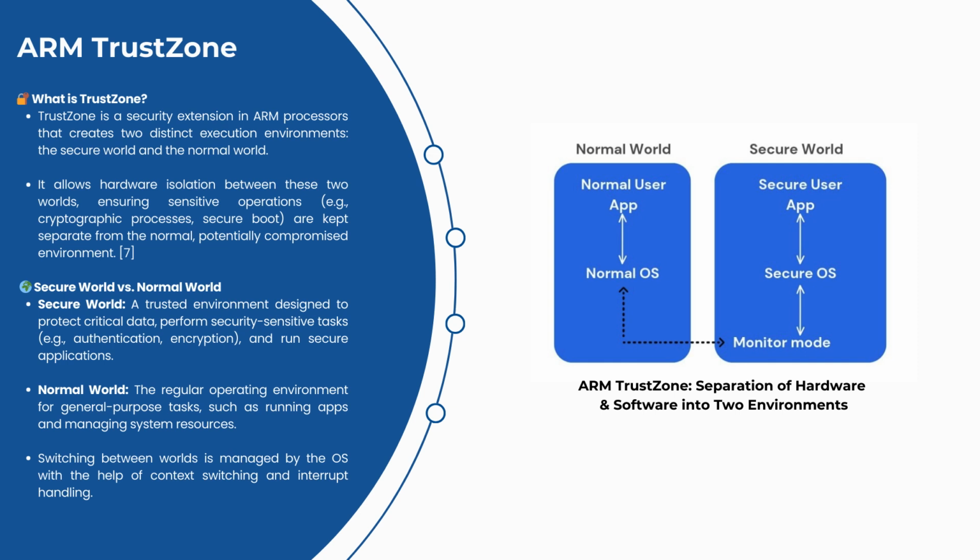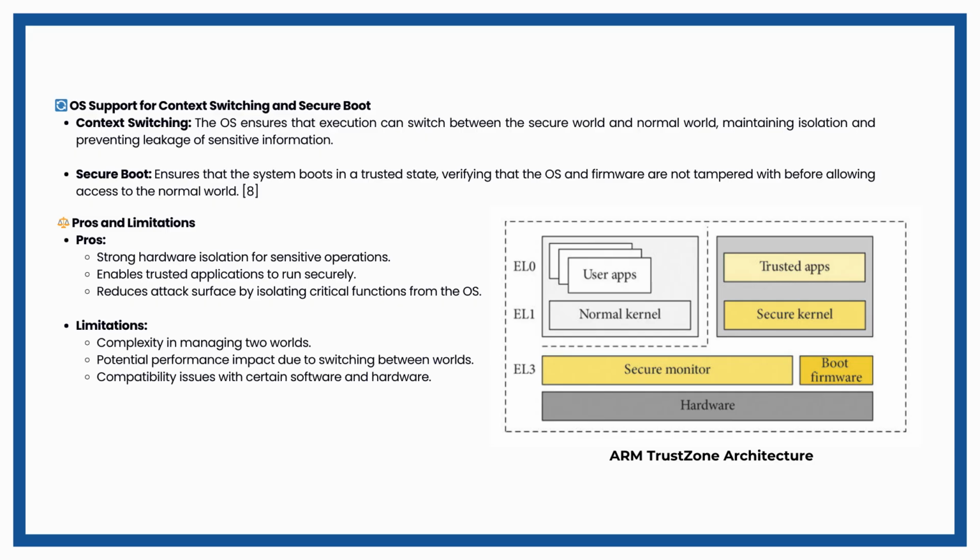This separation is enforced at the hardware level, ensuring that the two worlds are strictly isolated. For example, when sensitive data like encryption keys are processed in the secure world, even if the normal world is compromised, the secure data remains inaccessible. TrustZone plays a pivotal role in safeguarding systems from attackers who might attempt to exploit vulnerabilities in the normal world. In mobile devices, for instance, TrustZone is used to secure biometric data and ensure that even if the device is compromised, critical information like fingerprint or face recognition data remains safe.